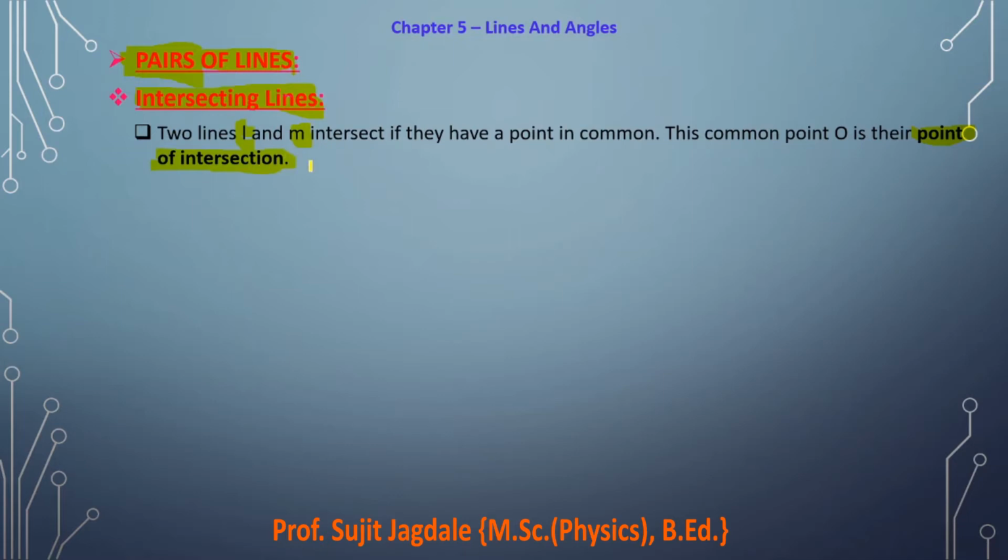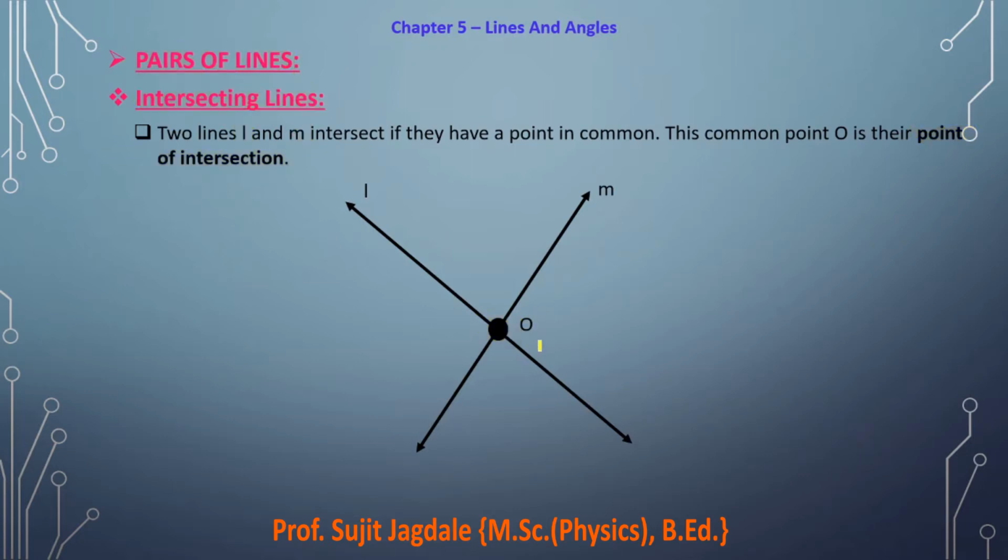So suppose here two lines are there, line L and line M, which have a common point. Actually here it is the common point. So that's why we can say that these two lines are intersecting each other, and that common point O is referred to as the point of intersection. So this is the first type of pairs of lines, which is intersecting lines.